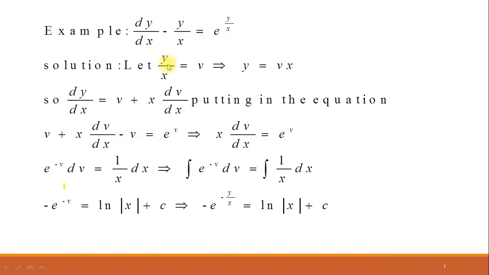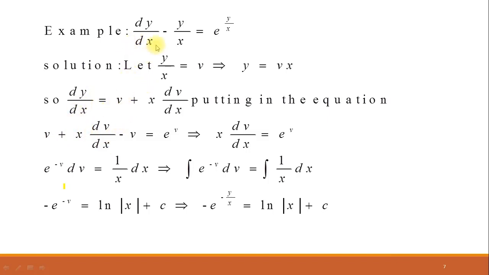Using this substitution, y by x is equal to v, y is equal to vx. Now taking the derivative of this by the product rule, we get the derivative dy by dx is equal to v plus x dv by dx. Putting the substitution, y by x is equal to v and dy by dx is equal to v plus x dv by dx, in the given differential equation, we get this: v plus x dv by dx is the value of dy by dx.